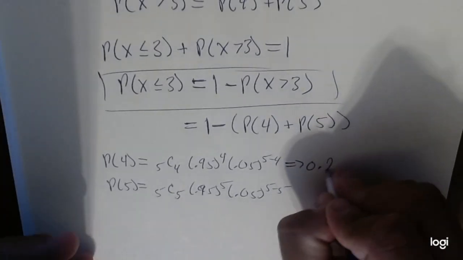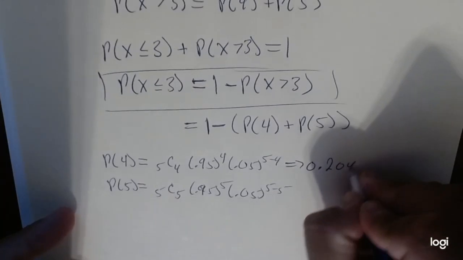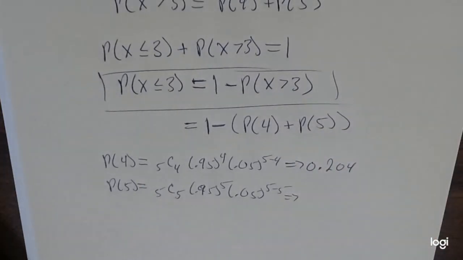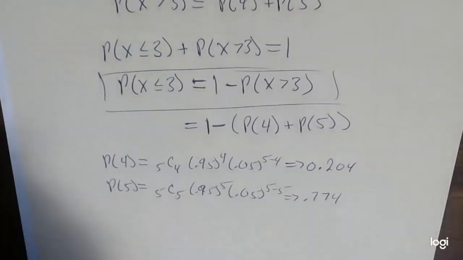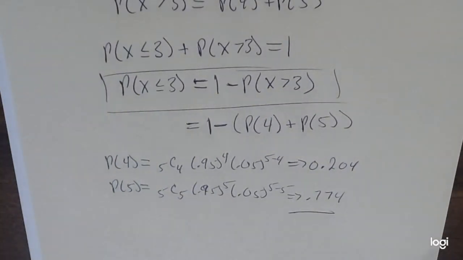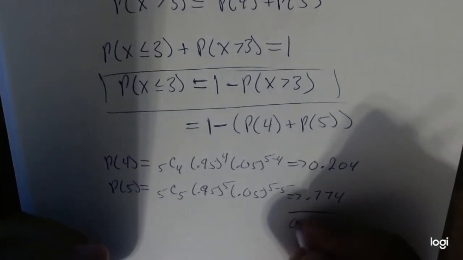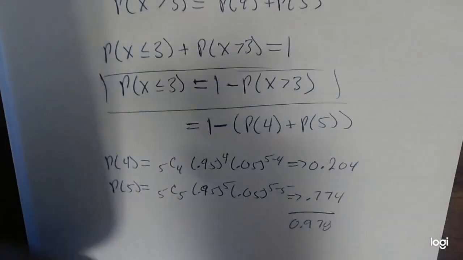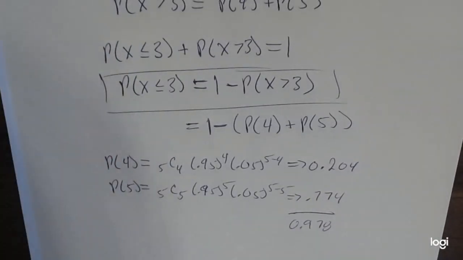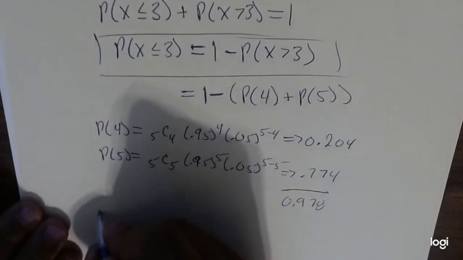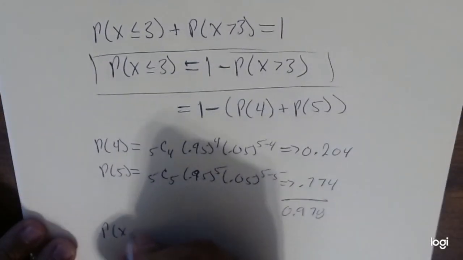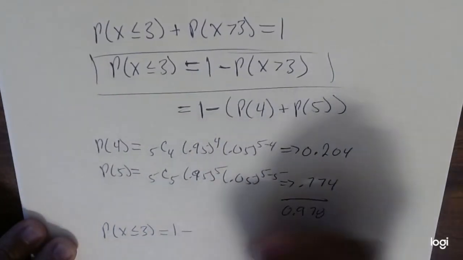This now becomes 0.204, and this one becomes 0.774. So we add these two up, it gives us 0.978. Now if we use the complement rule, we should get the exact same answer from what we have here if we subtract it from 1. So what we're looking for, according to this equation I have written down here, is 1 minus the answer we just got.